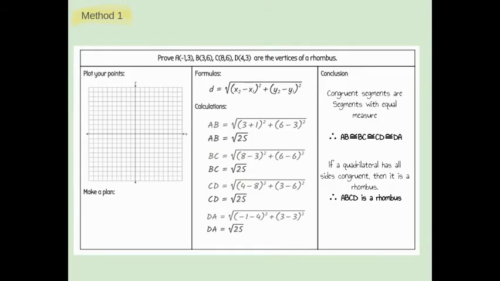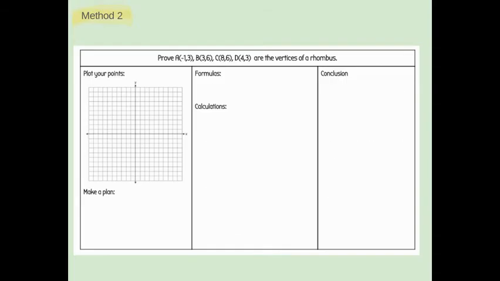Notice I didn't simplify the radicals because my purpose of finding the distance was simply to compare them. I don't need them simplified. The second method is to prove it's a parallelogram. We have four ways to prove it's a parallelogram. I'm going to go for slope.